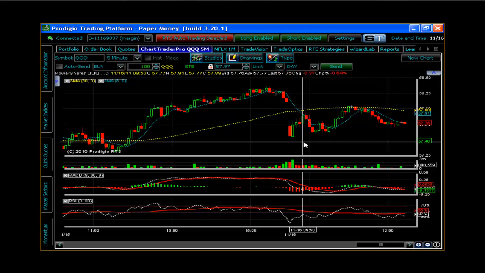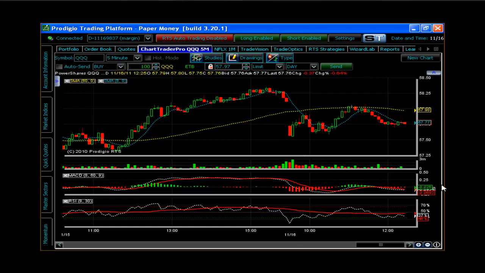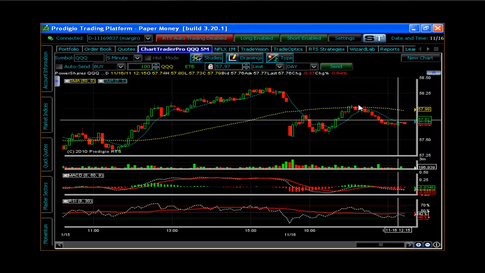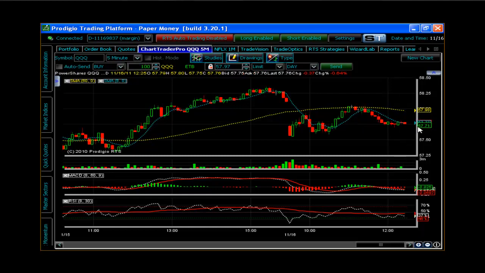Now, there may be a lot of other pivots and things that I'm not considering, but at first glance I'm a little more bearish on this than bullish.